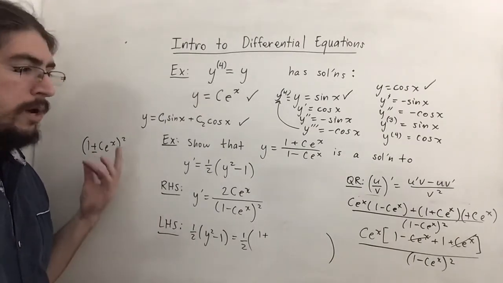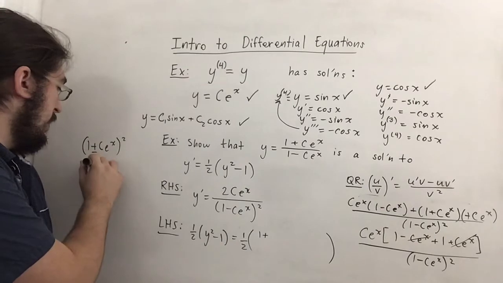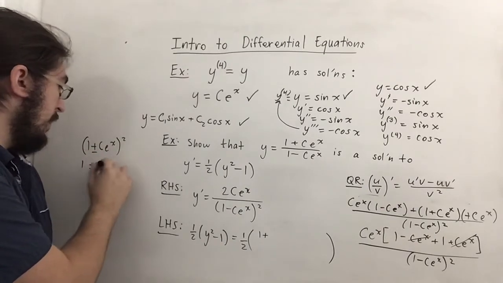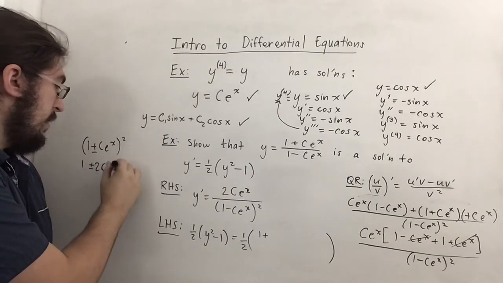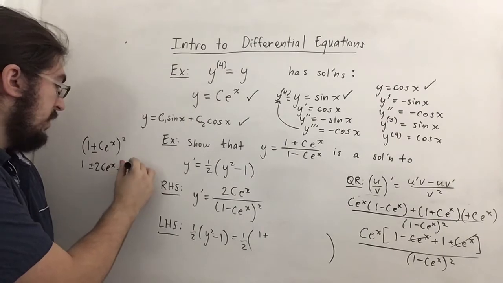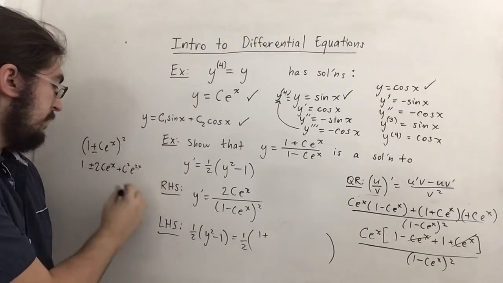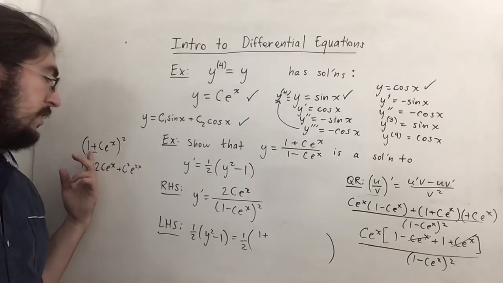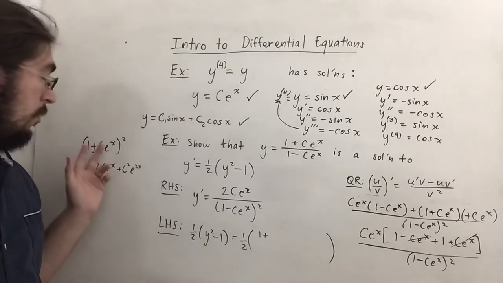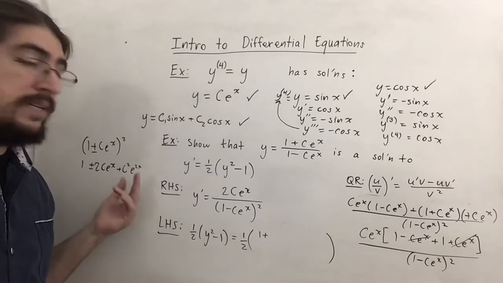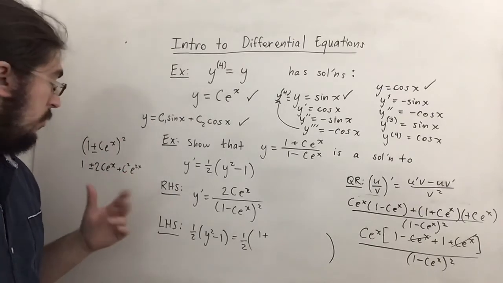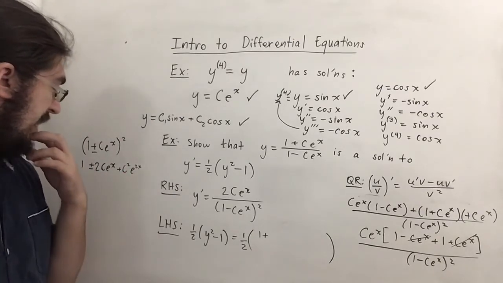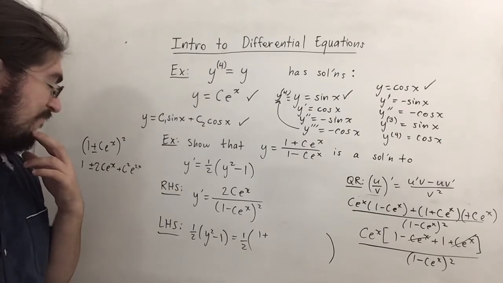So recall for squaring a binomial, you get the first one squared, 2 times their product, depending on the sign in this case, and then the last one squared is c squared e to the 2x. Now the last one is indeed positive no matter what, because whether this is a plus or a minus, when you multiply it by itself, it'll still be positive no matter what. So, okay, is that helpful at all?